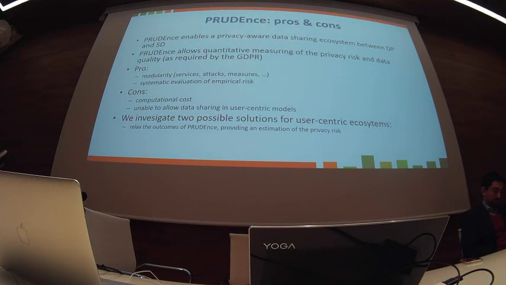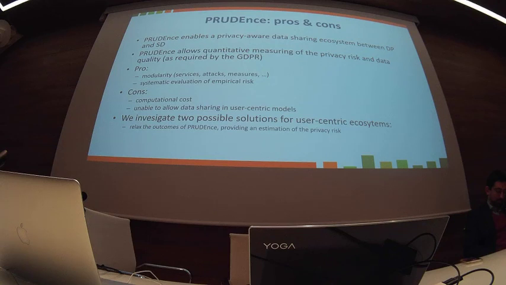In this context we are enabling the data sharing ecosystem between a data provider that can give its data to, for example, researchers like us, with a quantification of the real privacy risk involved in the data. The drawback of this solution is the computational cost, because we are searching through all the possible combinations in the data.